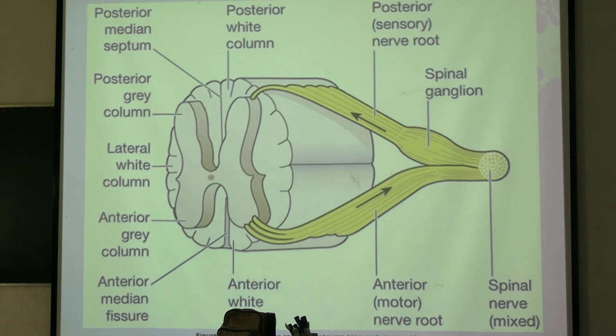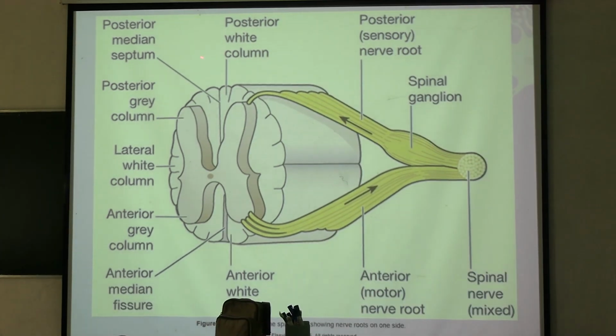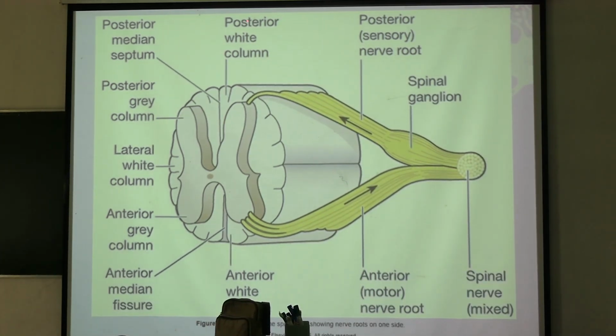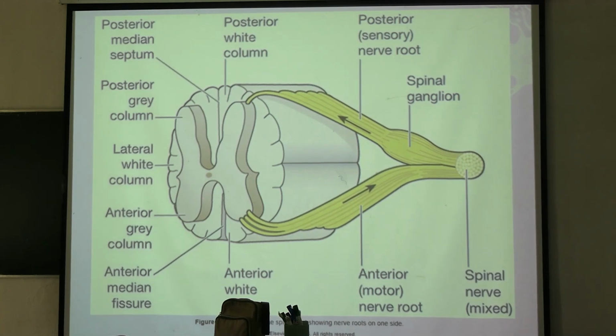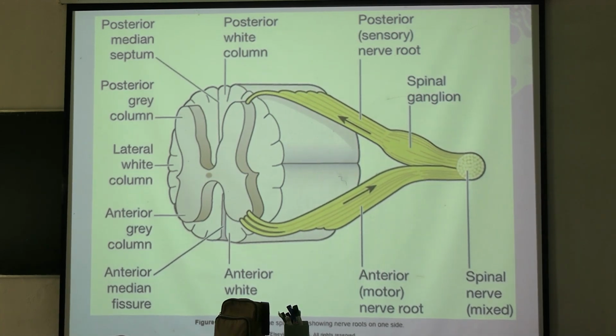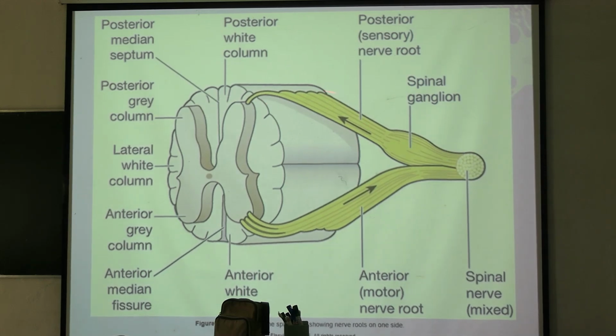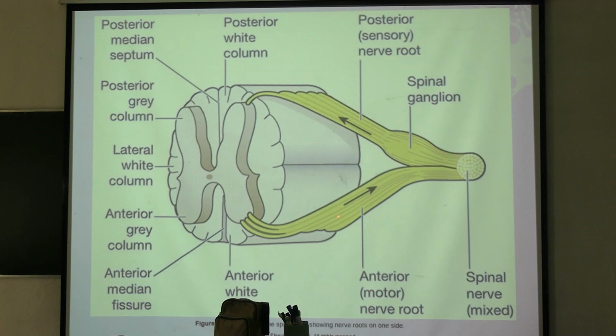Now this is the posterior median septum, posterior white column, posterior gray column, lateral white column, anterior gray column, anterior white column, and the posterior sensory root is going in, spinal ganglion, and the anterior motor root going out, spinal nerve, anterior column.